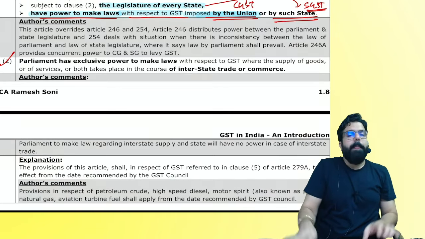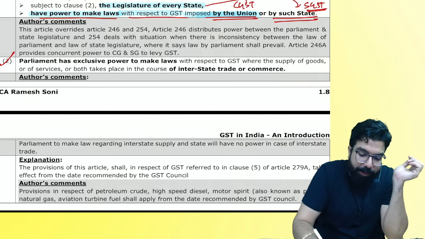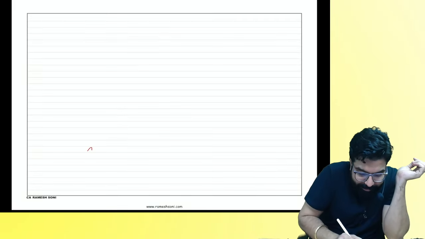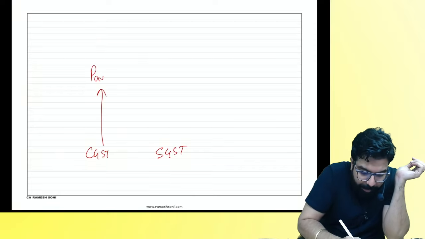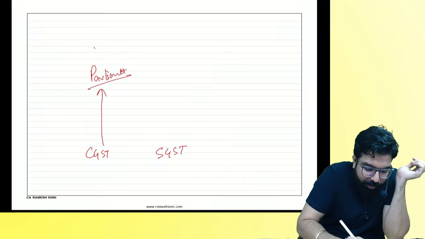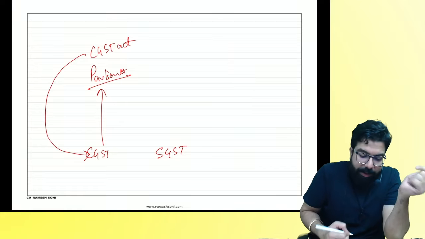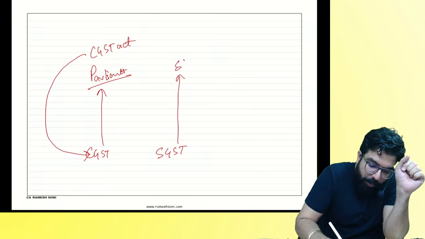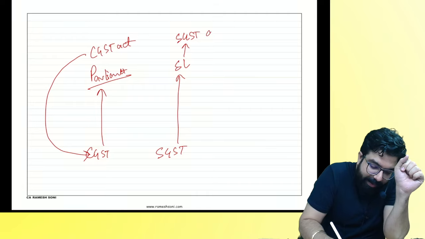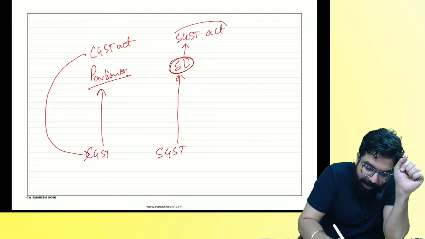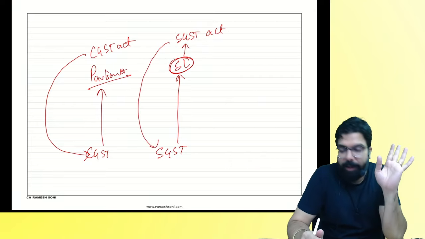Tell me one thing. Whenever it is an interstate transaction, one state to another state, tell me one thing. To collect CGST and to collect SGST, CGST who will make the law? Parliament. And Parliament made which law, you know? CGST Act. Now under this act, what will be collected? CGST. And SGST will be made by whom? State. Under the SGST Act, state legislature made what, everyone? SGST. Under the SGST Act, what is collected? SGST. Are we all clear till here?